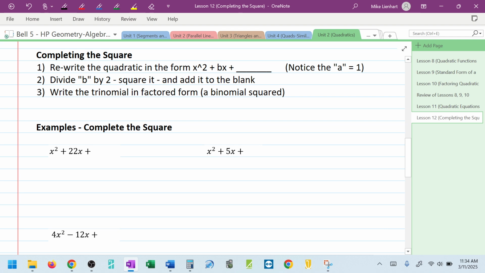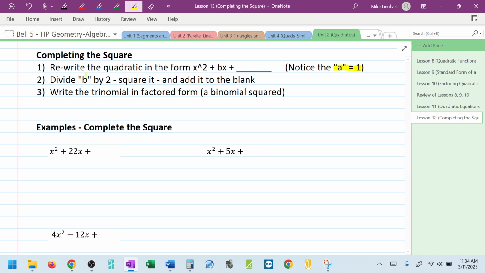Second objective is, can you complete the square? All that completing the square is, is rewriting an expression as a perfect trinomial that becomes a perfect square binomial. Okay, so here's the technique. We're going to rewrite the quadratic in the form x squared plus bx plus blank. This is critical right here. Notice, in order for this technique to work, a has to be equal to 1.